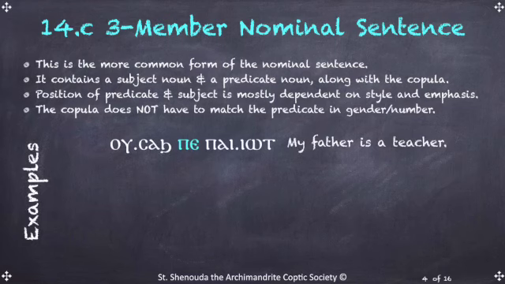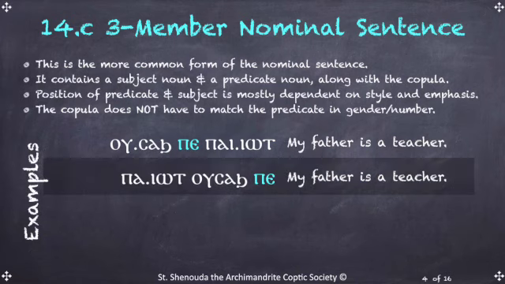Examples. Usach pe payot. In this case, usach is the predicate, payot is the subject. Even though in Coptic the predicate showed up first, when I translate this, the correct translation would be to put the subject first. My father is a teacher. If the order of the subject and predicate is reversed, like in this example, payot usach pe, the English translation should not change. In the second example, I'm emphasizing payot, while in the first example, I'm emphasizing usach.